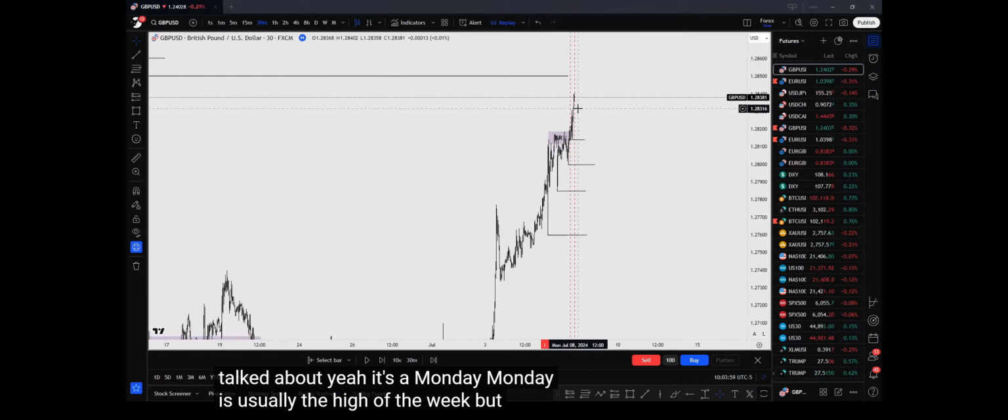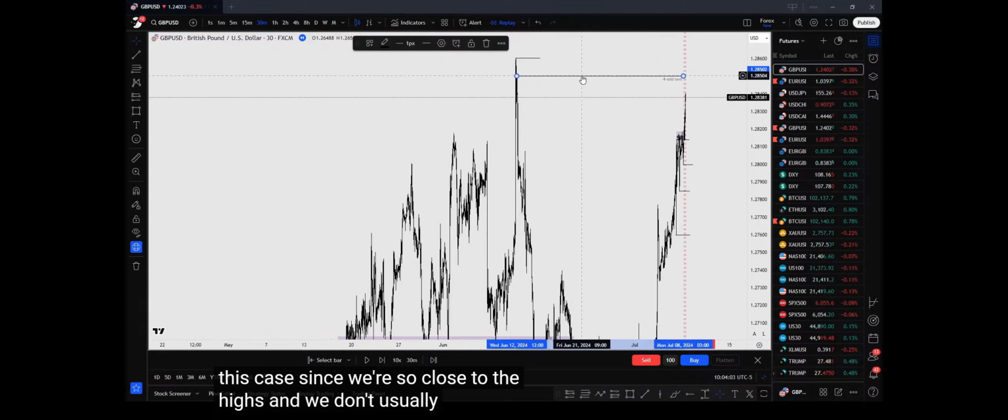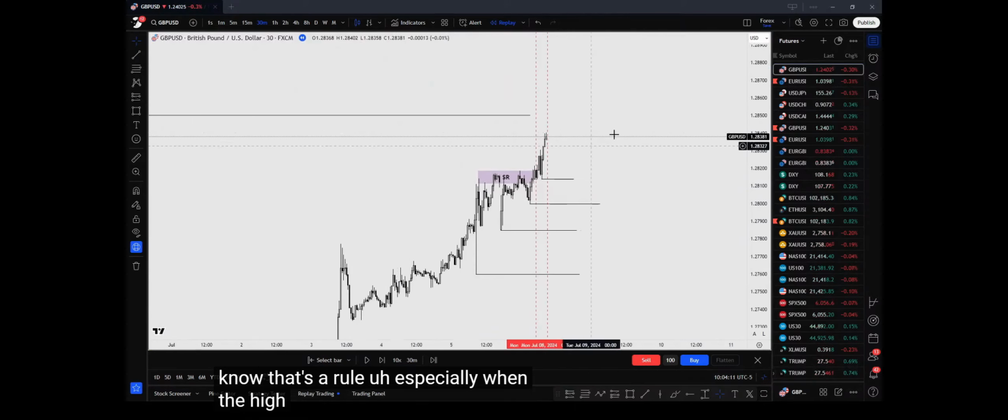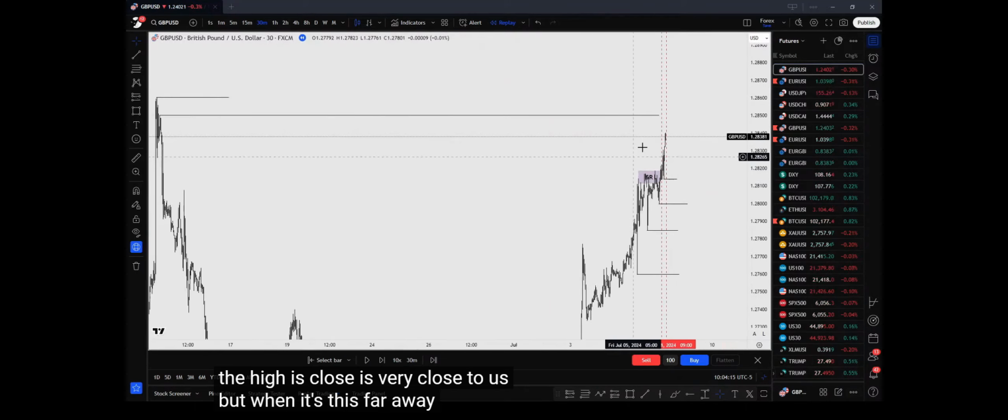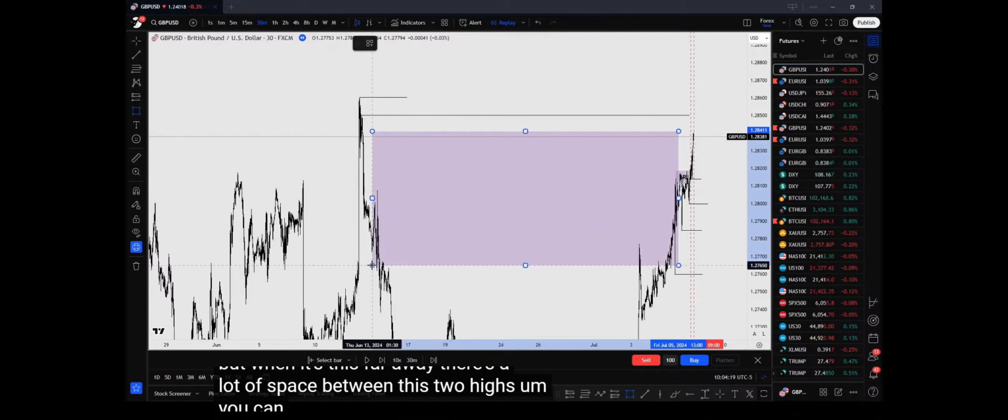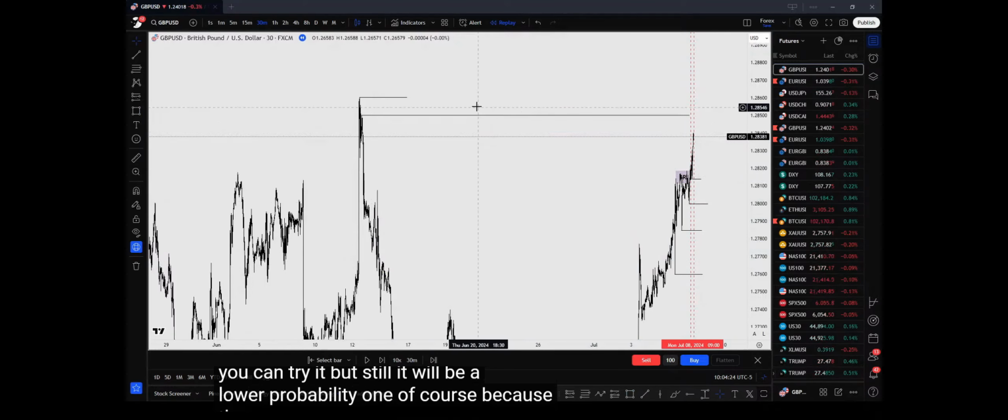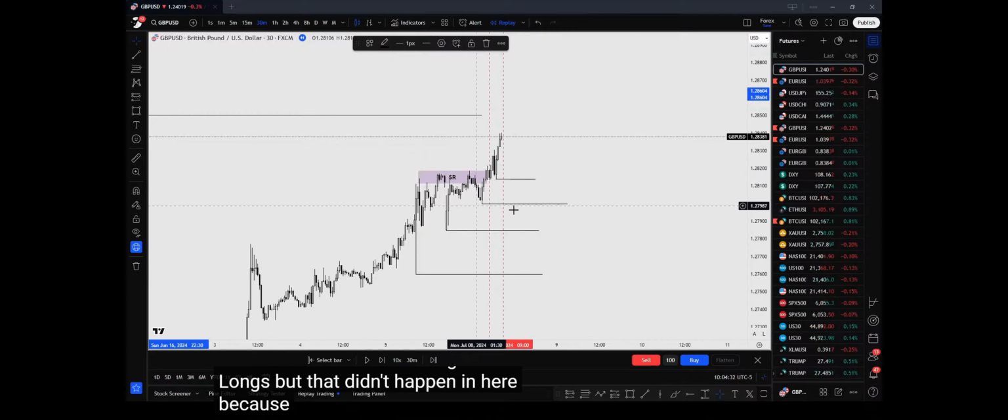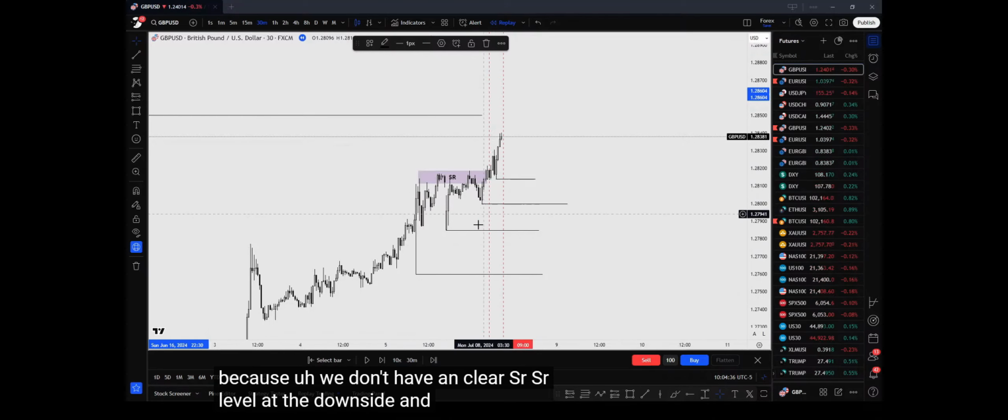Monday is usually the high of the week, but in this case, since we're so close to the highs and we don't usually trade below highs, we don't short below highs. Yes, we know that's a rule, especially when the high is very close to us. But when it's this far away, there's a lot of space between these two highs. You can try it, but still, it will be a lower probability one, of course, because the overall target is here. You might even be better off looking for longs, but that didn't happen in here because we don't have a clear SR level at the downside, and we don't have a PC to the downside.